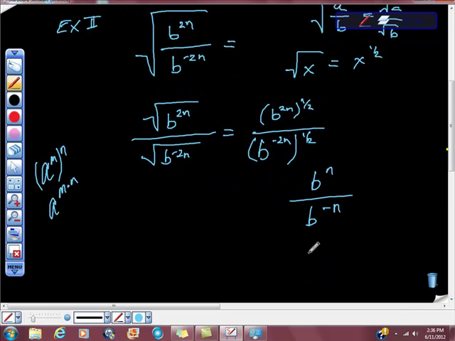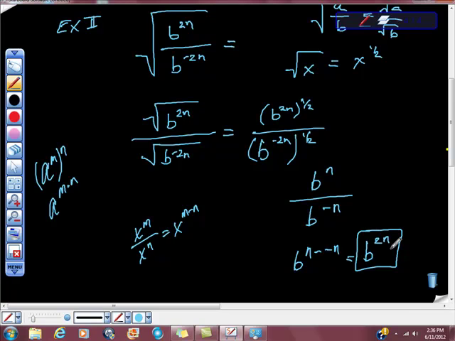This is actually pretty cool. Here, we're going to use the next rule, and this rule says that if we have x to the m over x to the n, what we really have is x to the m minus n. So I'm going to do that here. We're going to get b to the n minus negative n is equal to b to the 2n power. And there's our answer. All right?